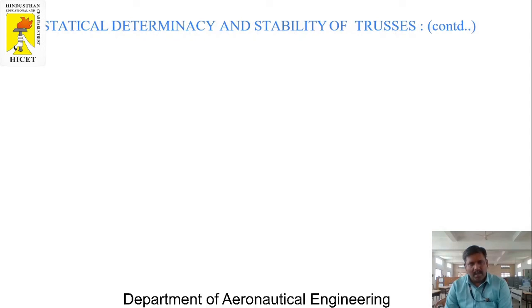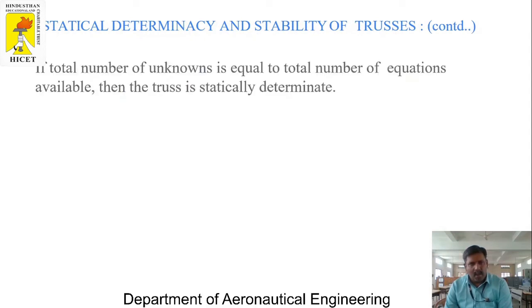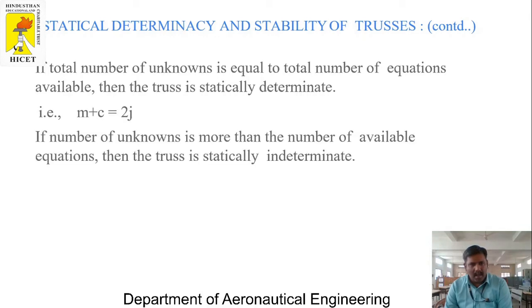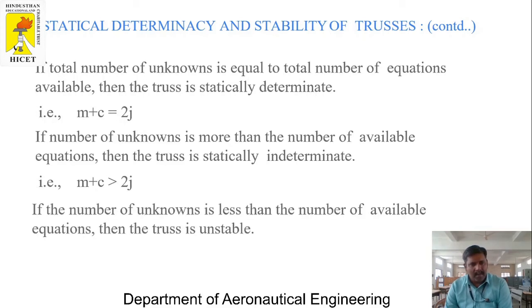To check the stability of the truss, if the total number of unknowns is equal to the total number of equations available, then the truss is statically determinate. That is, m plus c is equal to 2j. If the number of unknowns is more than the number of available equations, then the truss is statically indeterminate. That is, m plus c is greater than 2j. If the number of unknowns is less than the number of available equations, then the truss is unstable. That is, m plus c is less than 2j.